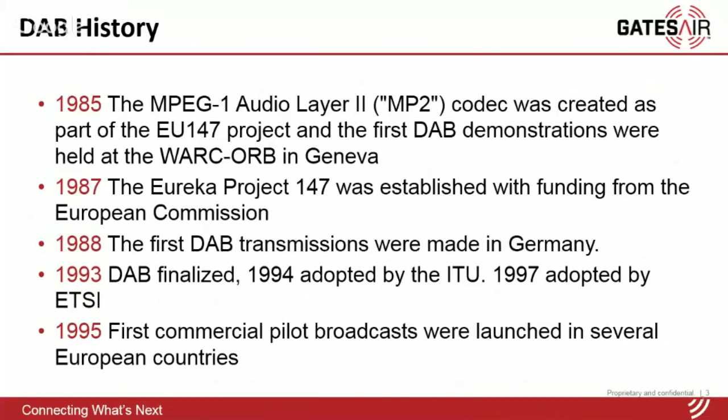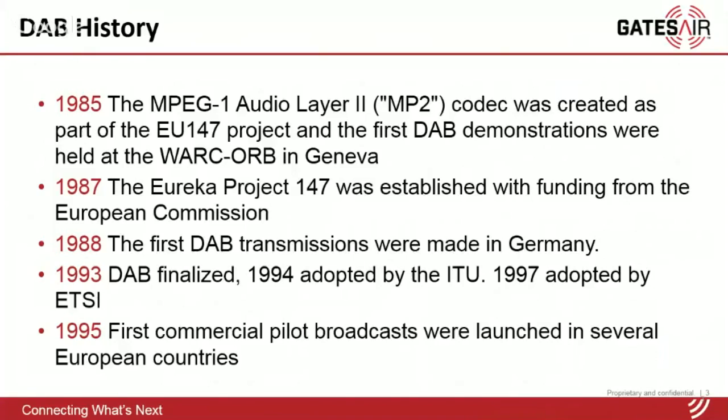In 1985, the MPEG-1 audio layer 2, or what's called MP2 codec, was created as part of this project. It was called a project called EU-147. First demonstrations of it were done at the World Administrative Radio Conference and Orbital Conference in Geneva, Switzerland in 1985. So it kind of grew out of that. It became the Eureka project, 147, and that's how it got the name Eureka. The original DAB format was called Eureka 147, and that was established with funding out of the European Commission.